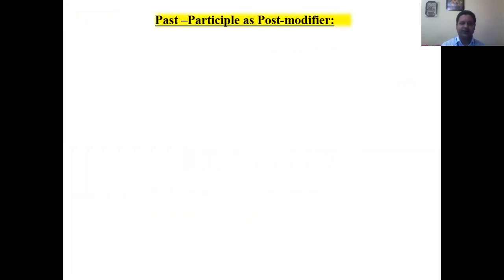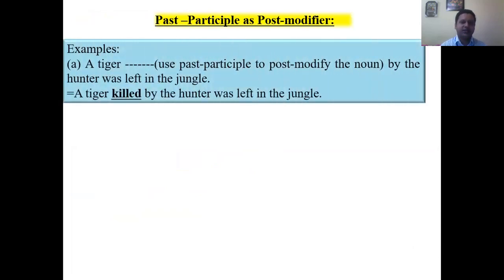Past participle as post-modifier. Examples. A tiger: follow the instruction within the bracket. Use a past participle to post-modify the noun. So the noun is tiger. We have to post-modify the noun, which means we have to use a past participle after the noun. So a tiger, use a past participle here, by the hunter was left in the jungle. I have used: a tiger killed by the hunter was left in the jungle.